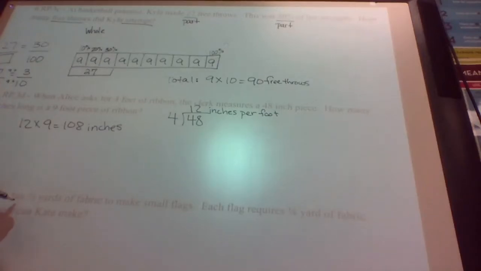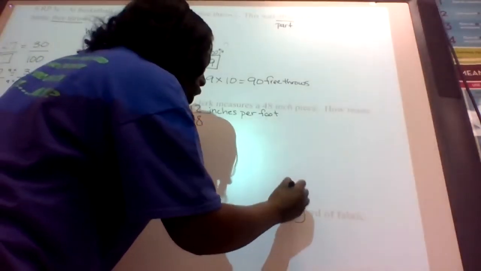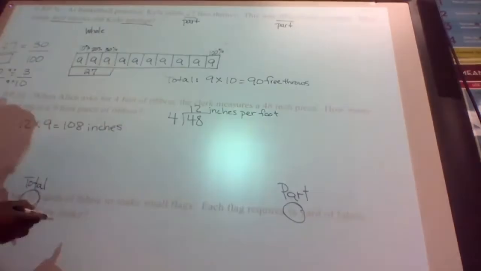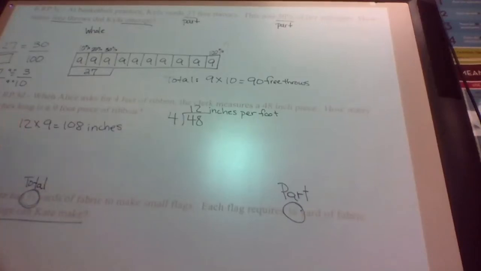All right. Kate has 2/3 yards of fabric to make small flags. So if I say I have something, what is that called? 2/3 is my what? If I have 2/3, what is that? My total. That's what I have. All right. It says each flag requires 1/6 yards. So this is my what? Part. Now I'm trying to figure out how many flags I can make.